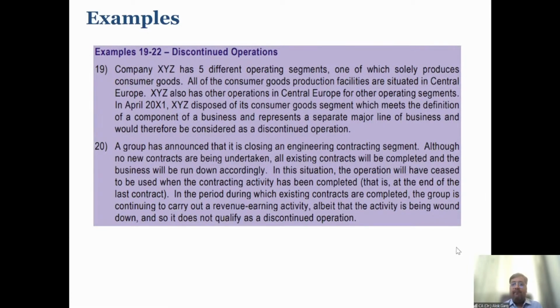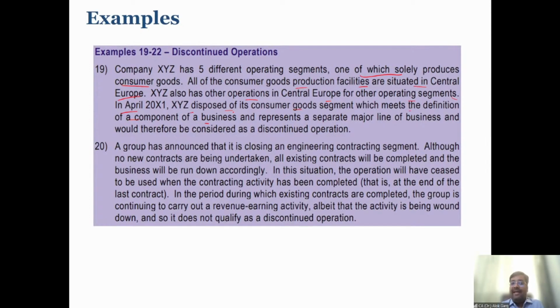Okay. A company XYZ has 5 different operating segments, one of which solely produces consumer goods, right? All the consumer goods production facilities are situated in Central Europe. XYZ also has other operations in Central Europe for other operating segments. In April 2001, XYZ disposed of its consumer goods segment, which meets the definition of a component of business, right?